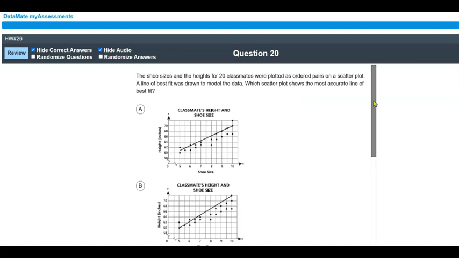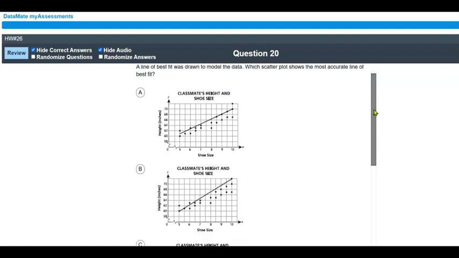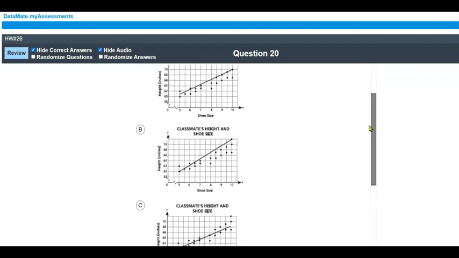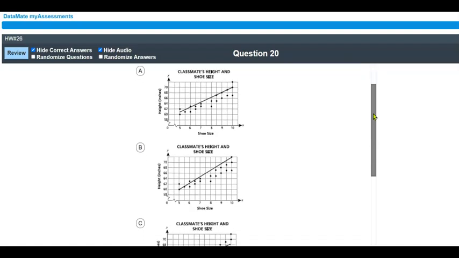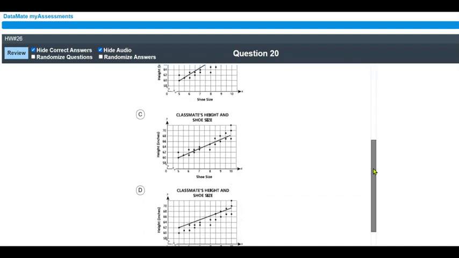For this one, the classmates' height and shoe size are compared on these scatter plots. They're asking you which one is the most accurate line of best fit. An accurate line of best fit will have points both above and below the line. You'll notice here that most of the points are below, but here the points are scattered up and down. So C is the correct answer.